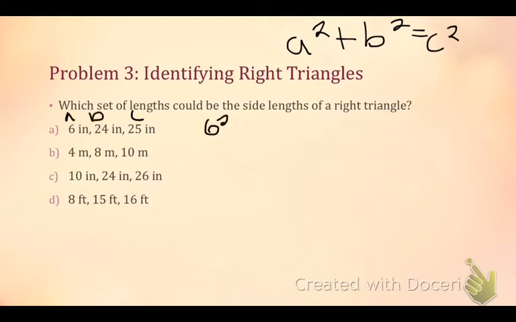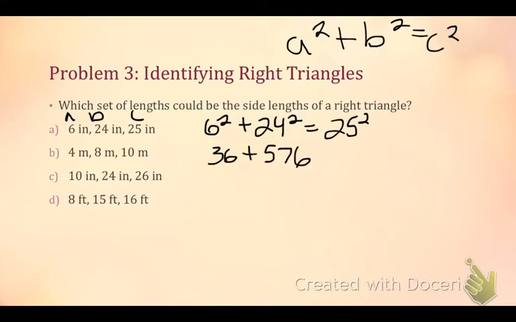So 6 squared plus 24 squared equals 25 squared. And in order to see if this is a right triangle, I'm going to see if this works out correctly. So 36 plus 576, is that equal to 625?